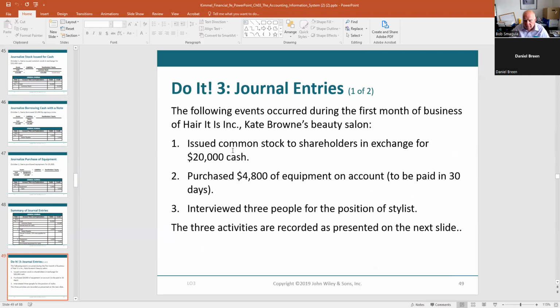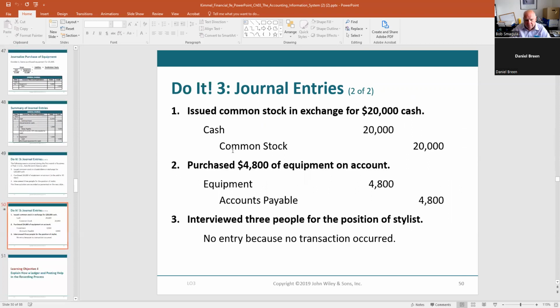Purchased equipment on account to be paid in 30 days. Interviewed 3 people for the position of stylist. How do we record that common stock? We're going to debit cash for 20,000. That increases the debit, rather the asset, and we credit common stock for 20.